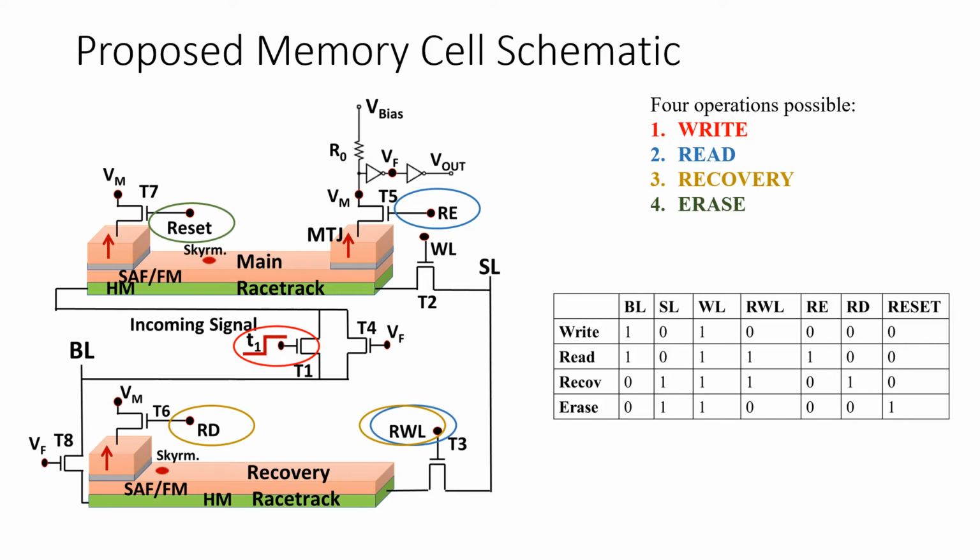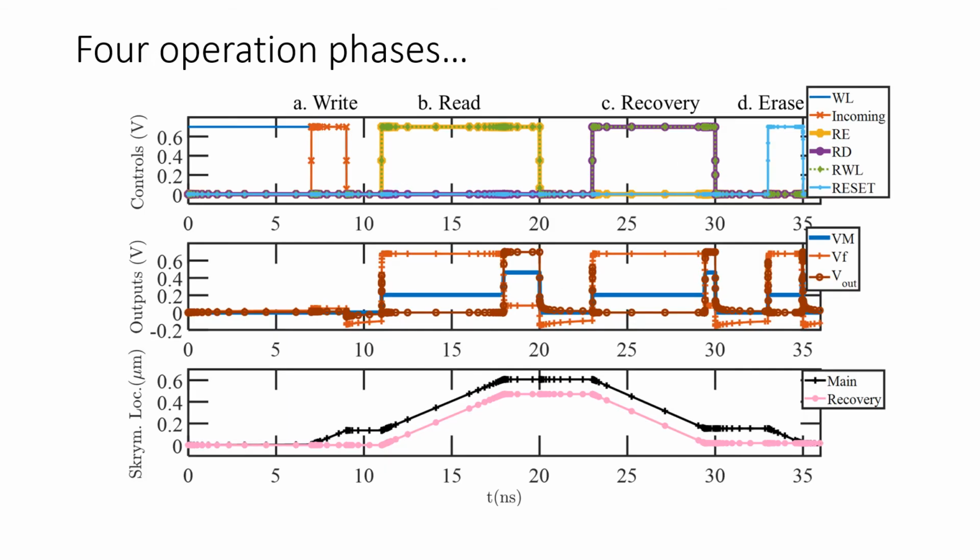So let's go back to showing you these 4 operations I was talking about. You can see that the word line is always on whenever you do an operation. That's fine because you're always using the main racetrack. But in the write operation, if you just follow underneath that word written there, you have the incoming signal in orange, and you can see in the bottom panel that the skyrmion moves from its position 0 to about 0.2 micron on the racetrack. Recovery, of course, does not move because we do not touch the recovery. And you can see that you turn off the signal and this still continues to stay at its position as expected.